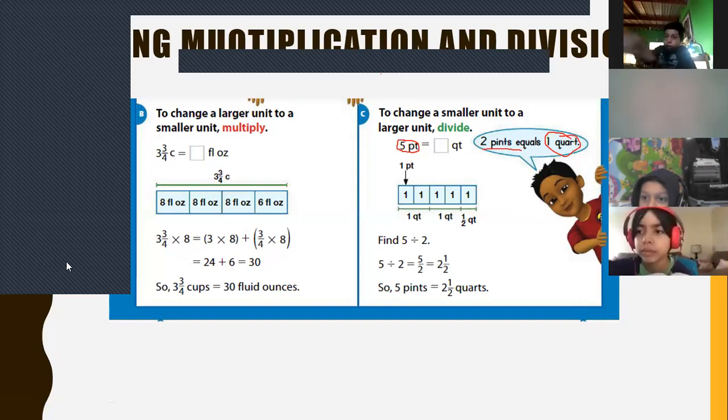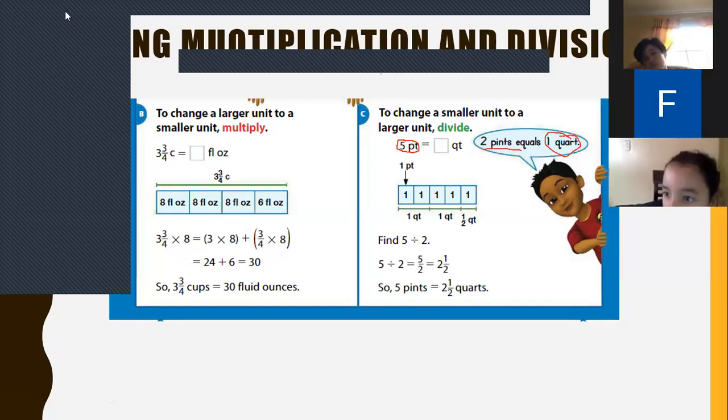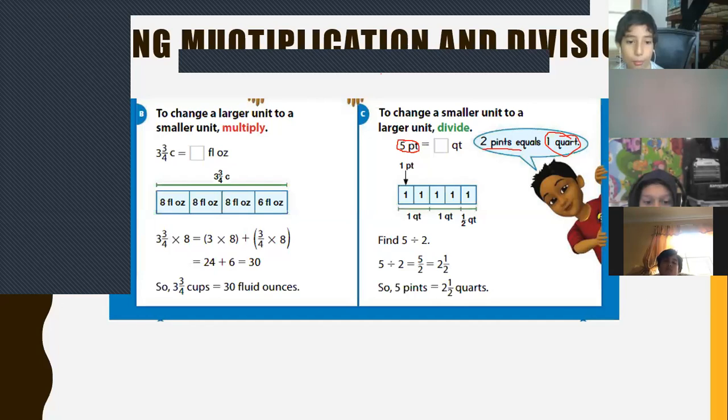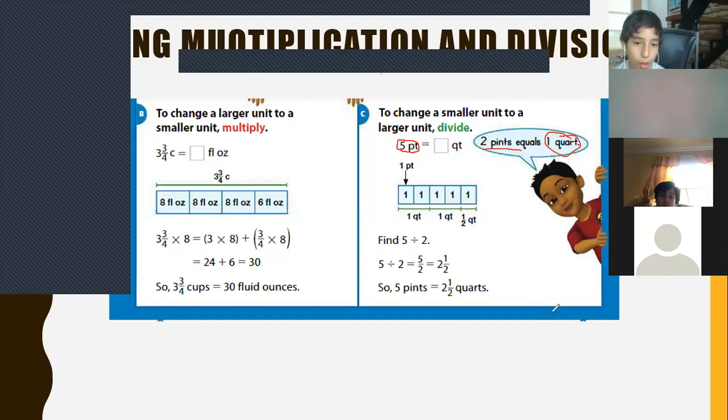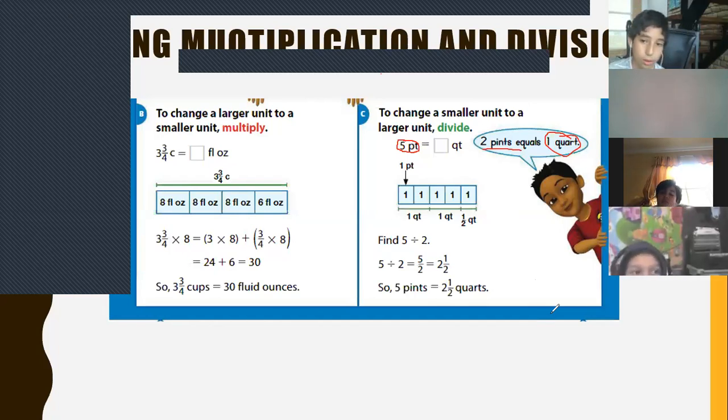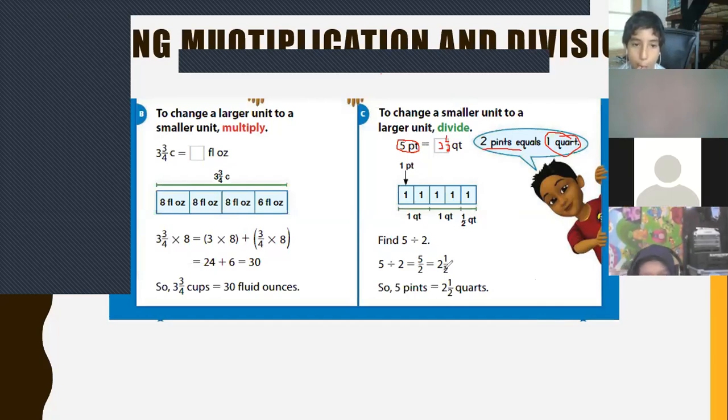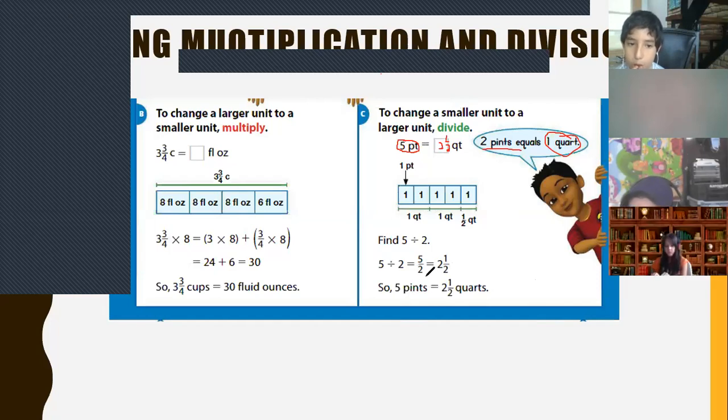How many quarts? 2. 2, right? But with remainder, which will be the remainder? 1. 1, right? So it means that you will have 2 quarts, yes? Yes. 1 over 2, right? Or 2 and 1 over 2, yes? Now, do you have questions, guys?